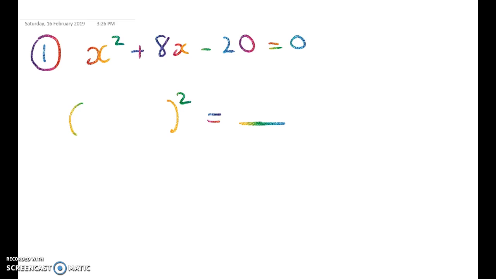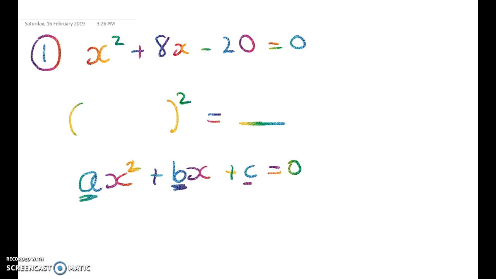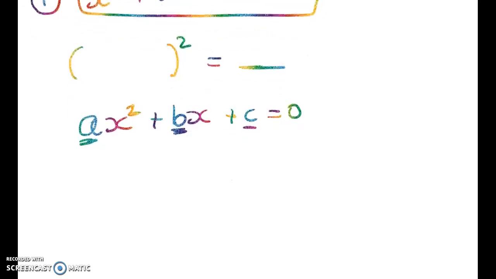In fact, all the quadratic formula is completing the square for a general case, ax squared plus bx plus c equals 0. So at the end of this video, if you've got the stomach for it, you might want to go and watch the video where I prove the quadratic formula, because it is simply completing the square with a, b and c. But we're going to start with an easier one, which is this question here.